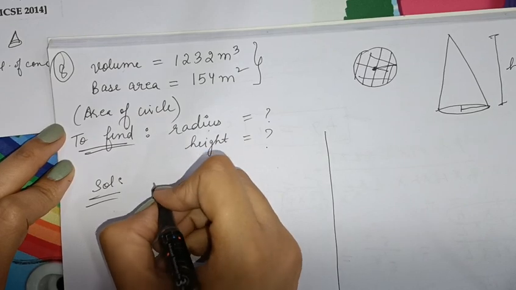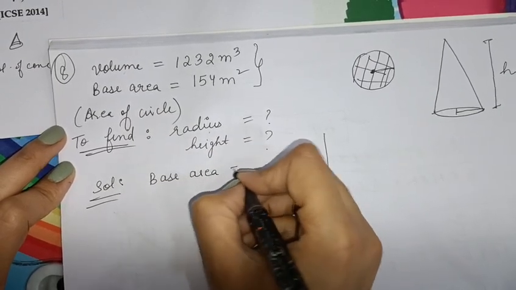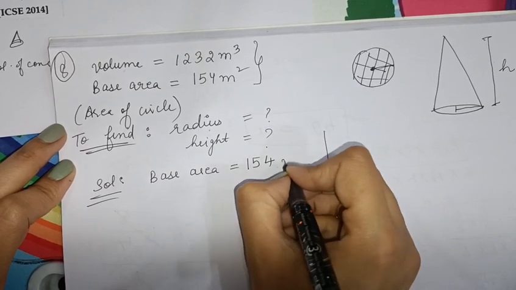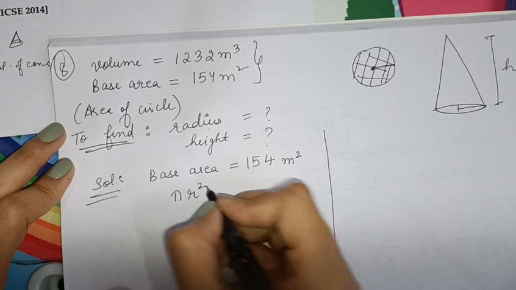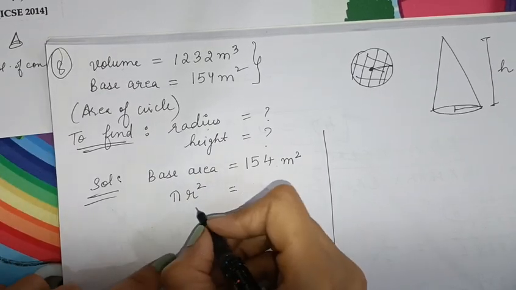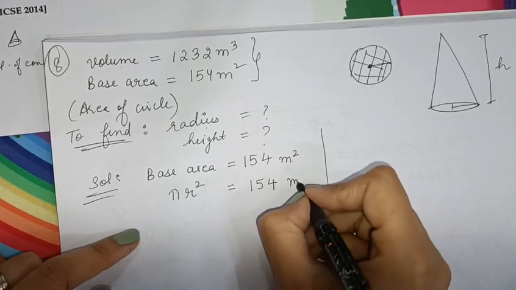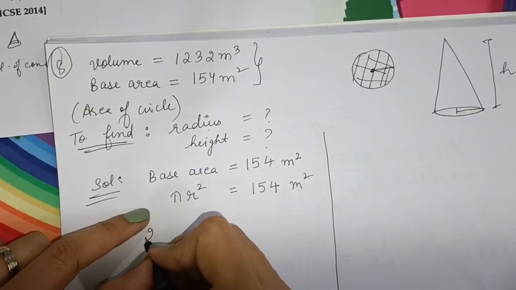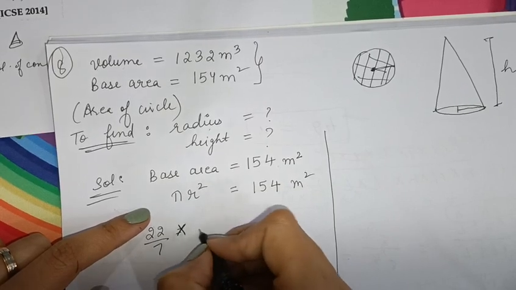So base area is nothing but area of circle. So base area is given to us. I'm writing 154 meter square, and its formula also we know, pi r square. I have already mentioned. So pi r square is equals to 154 meter square. Pi's value is 22/7. Radius we have to find, r square.